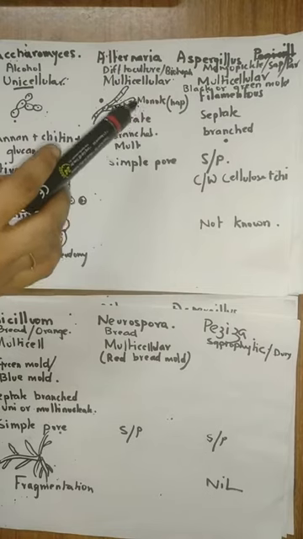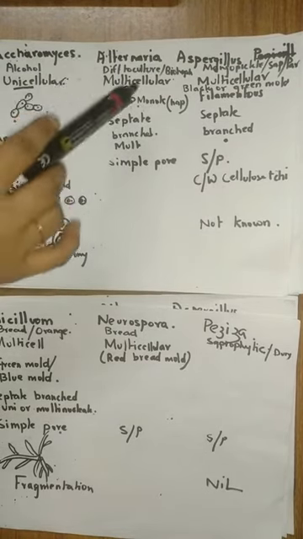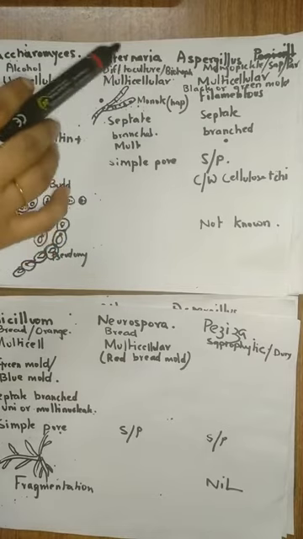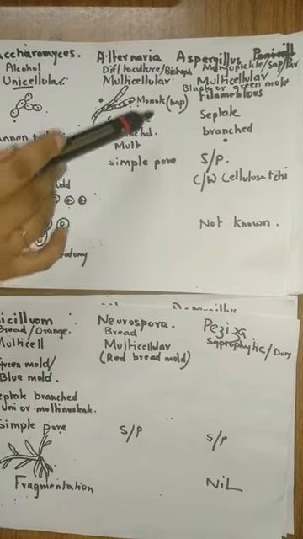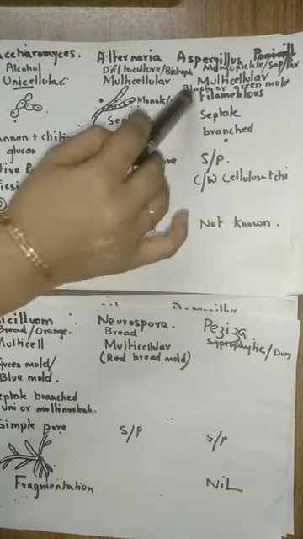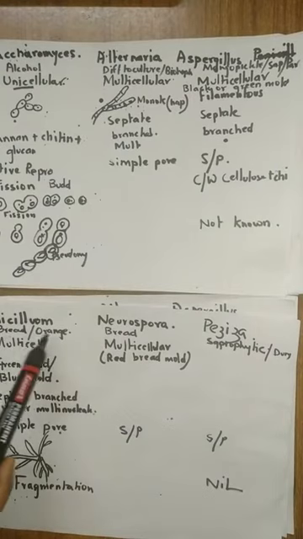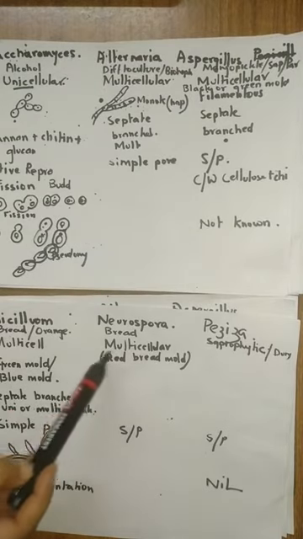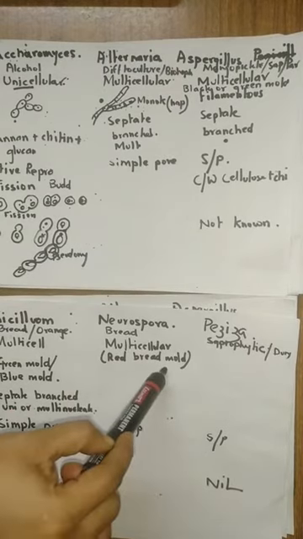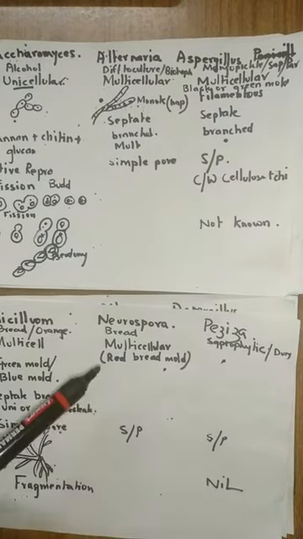Alternaria is also known as the plant mold, since it causes diseases on plants. Aspergillus is known as the black or the green mold. Penicillium, as I have already told you, is known as the green or the blue mold, and Neurospora as the red bread mold, and Peziza is known as the cow dung growing fungus.